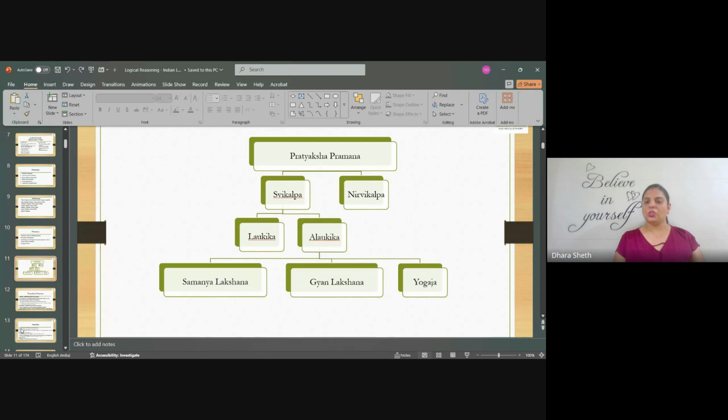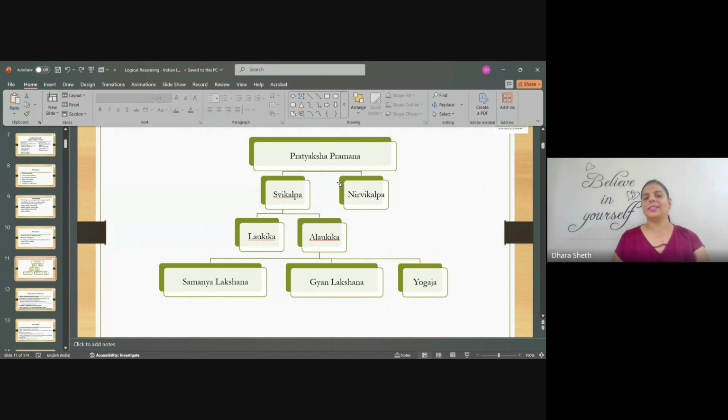Next. So pratyaksh praman is of two kinds, two types. Savikalpa, nirvikalpa. Savikalpa is further divided into laukik and alaukik. And alaukik can be perceived in three ways: samanya lakshan, gyan lakshan, and yogaj. If you want, you can take a screenshot of this. Okay. Let's understand all these concepts one by one.